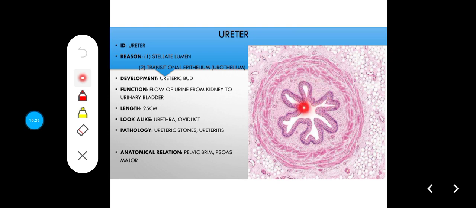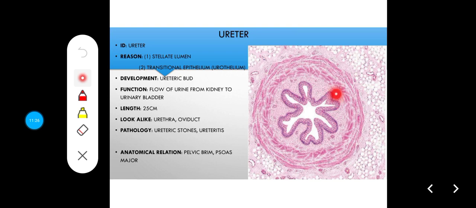You can appreciate the stellate lumen, which is as a result of the longitudinal folds of the mucosa. Now, this layer immediately deep to the epithelium is actually the lamina propria of the mucosa. So it's not really the submucosa, because in the video for the esophagus and stomach, we compared the slides of the esophagus and the ureters, and we used this area which looked like the submucosa to differentiate the esophagus and the ureters. So this layer is not actually the submucosa. The ureters does not have a clearly defined submucosa.